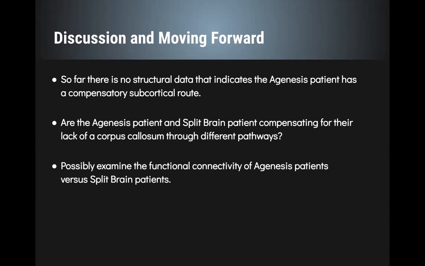So we're wondering how the agenesis patient is compensating for the lack of the corpus callosum, because they present in some ways better than the split brain patient when it comes to not having that classical disconnection syndrome. But it's clear, at least from these results, that it's not going through the subcortical pathway. So maybe we can also do a functional connectivity study that looks at how these agenesis patients are compensating. With the agenesis people have better transfer?